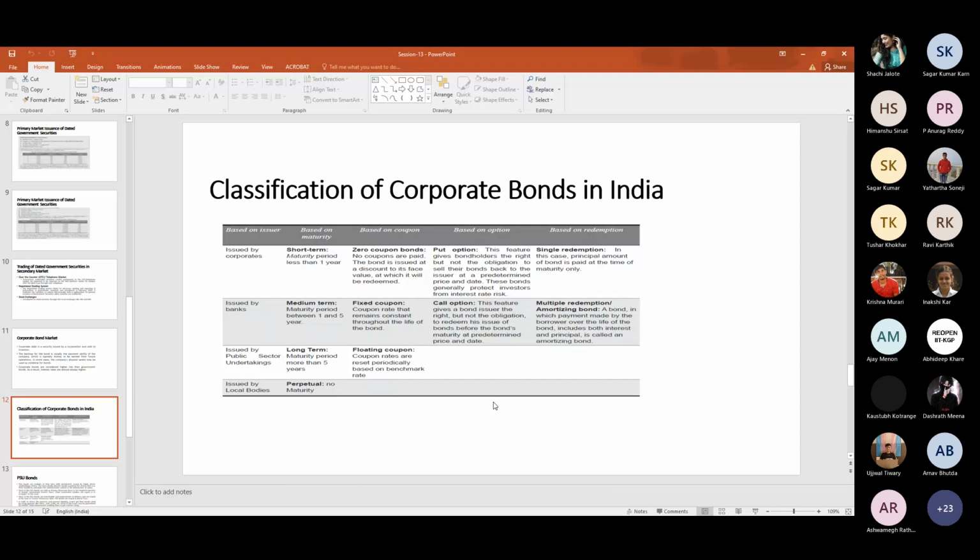And if you look at it based on the coupon, some of the bonds have no coupon, what we call zero coupon bonds. It is always issued at a discount to its face value and will be redeemed at par. So you know that it is issued at a particular price, and whenever the maturity period is over, the bond will be redeemed on the basis of the face value of that bond.